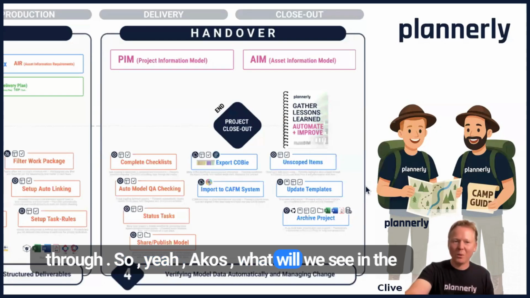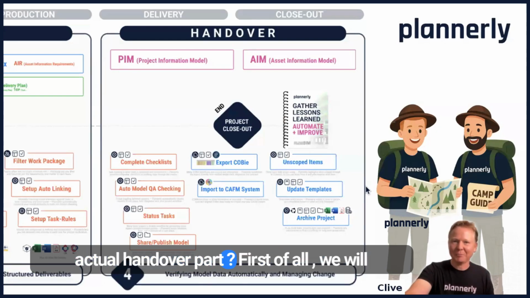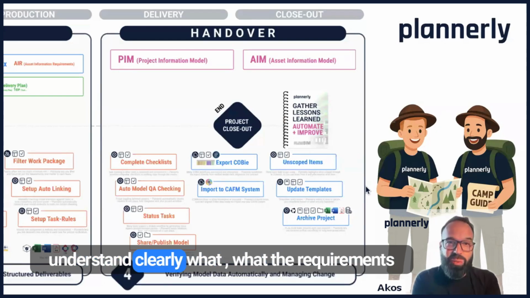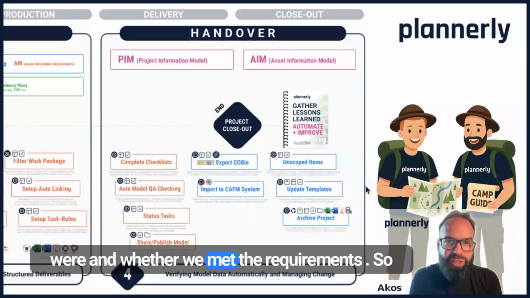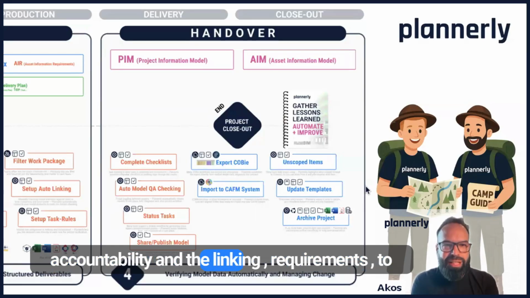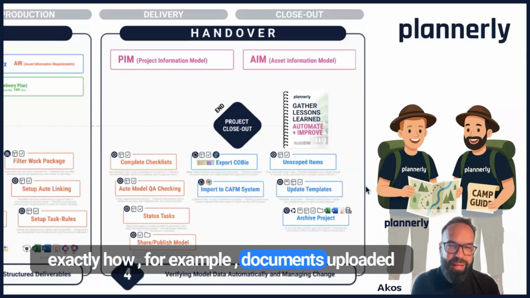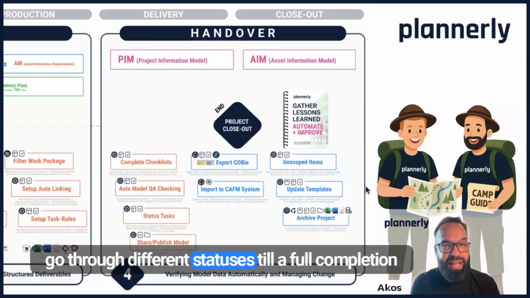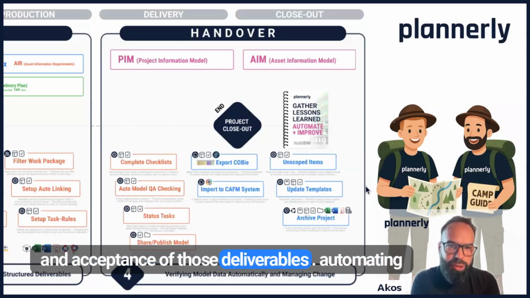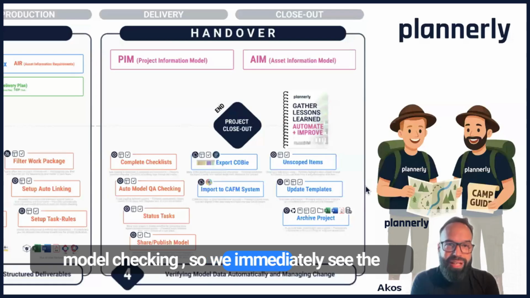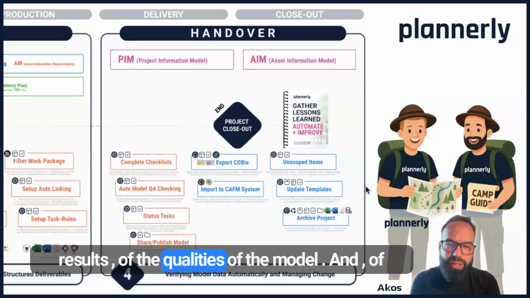So what will we see in the actual handover part? First of all, we will understand clearly what the requirements were and whether we met the requirements. So accountability, linking requirements to tasks and statusing those tasks. We will see exactly how, for example, uploaded documents go through different statuses until full completion and acceptance of those deliverables. Automating model checking, so we immediately see the results of the quality of the model.